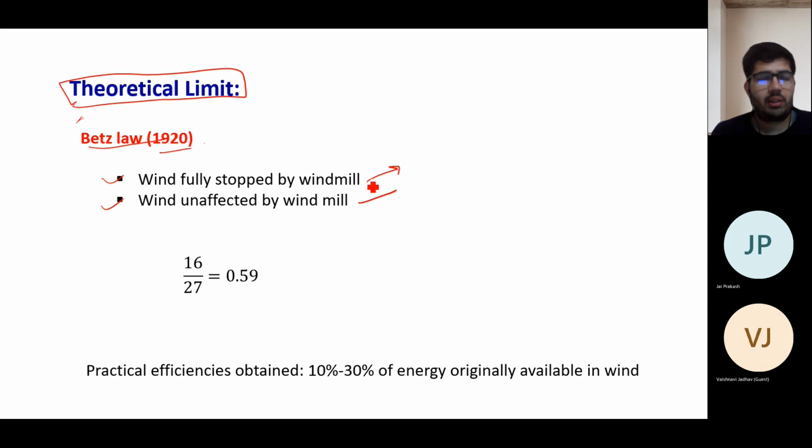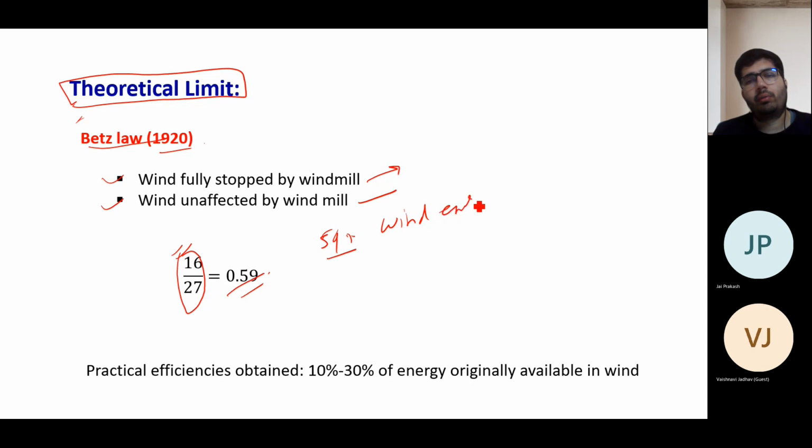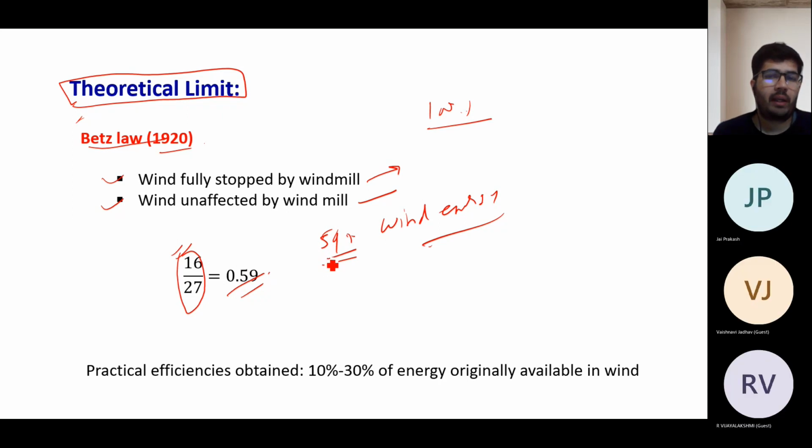Based on the calculation and formulas, we came to a fraction 16 by 27. It's a very important fraction called Betz's limit. It comes to 0.59. So practically we can get only 59% of the wind energy. If the wind has a complete 100% energy, the maximum theoretical limit is only 59%. We can capture only 59% of wind energy.